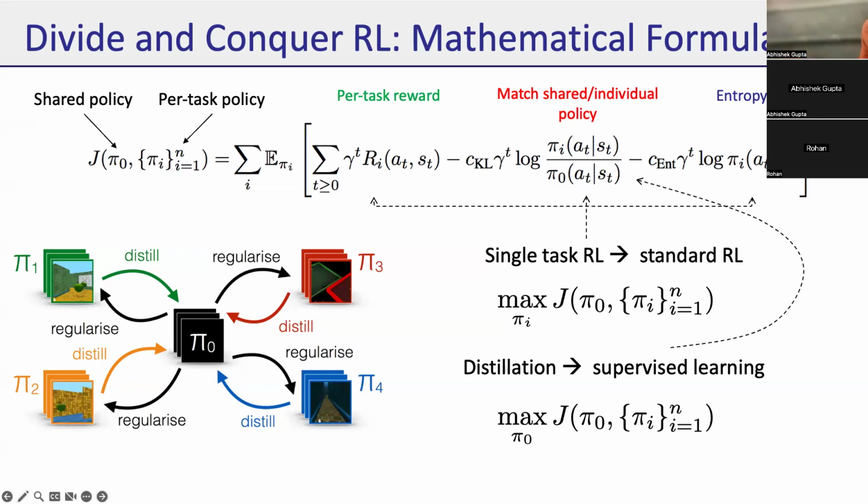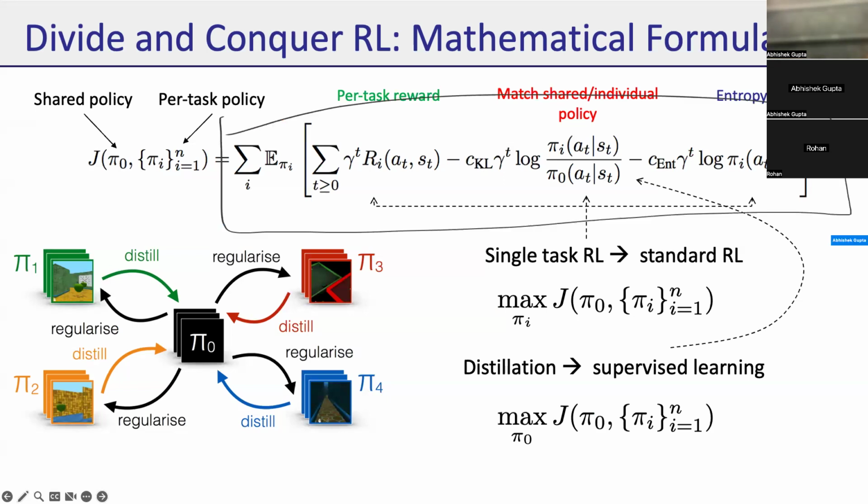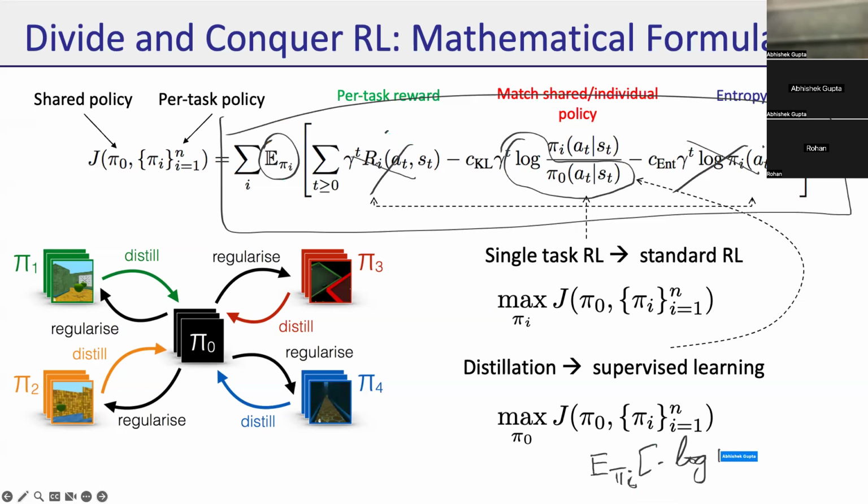And then the second term is super easy. It's just saying, when you optimize this objective with respect to pi naught, this term doesn't matter. This term doesn't matter. Notice that there's no pi naught here. There's no pi naught here. The only term that matters is expectation pi I of minus log pi naught, right? Which is just supervised learning. Just maximum likelihood supervised learning. So just saying, for data from each of your individual task policies, maximize their likelihood under the shared policy.